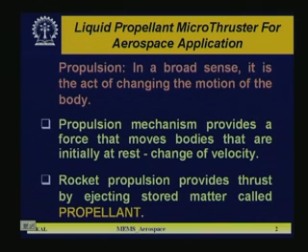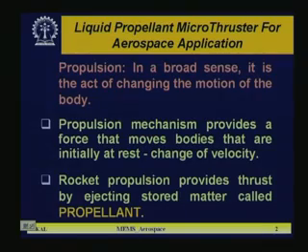Rocket propulsion provides thrust by ejecting stored matter called propellant. There are various kinds of propellant. A lot of research is going on into high efficiency propellants, and I will cite some examples today. That is one major area of materials research on the propellant side. Today we will see how rocket propulsion can take place using propellant and a microstructure.